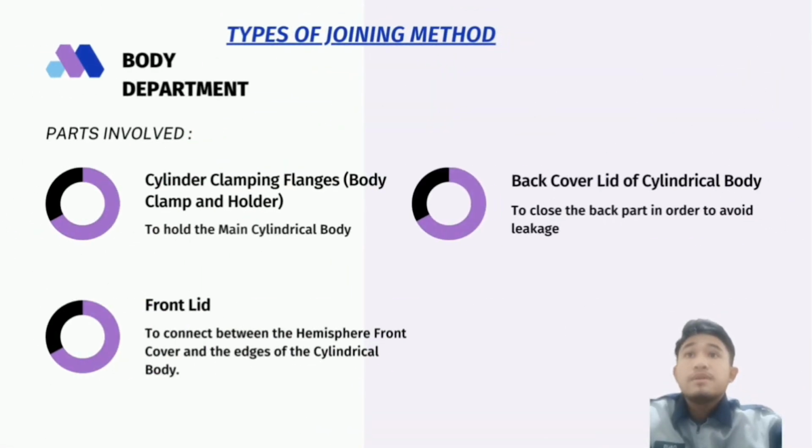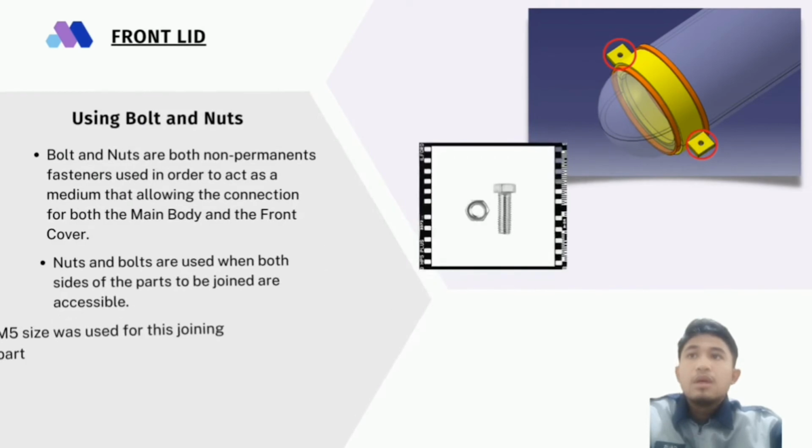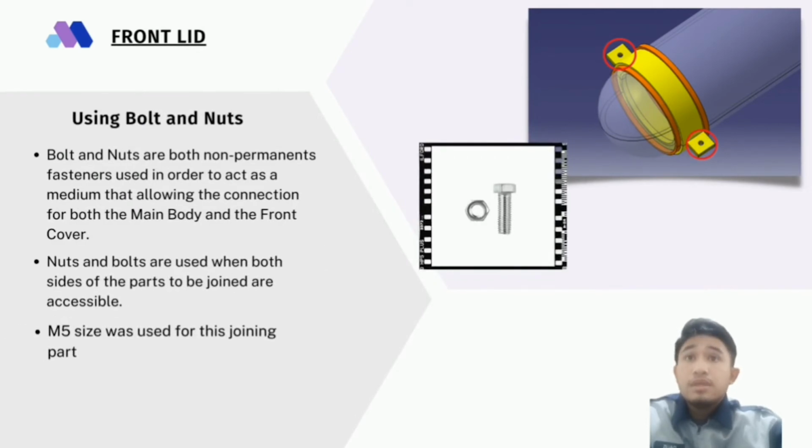Listed here are the parts involved: the cylinder, clamping flange, the front lid and the back cover lid. For the front lid, we will be using bolt and nut. Bolt and nut is a non-permanent joint so it is easy to assemble and disassemble the body for maintenance purposes. This allows the connection between the front cover and the body. M5 size will be used for the bolt and nut.